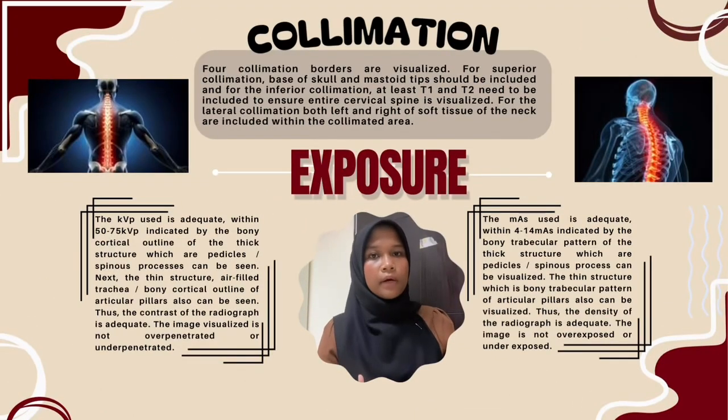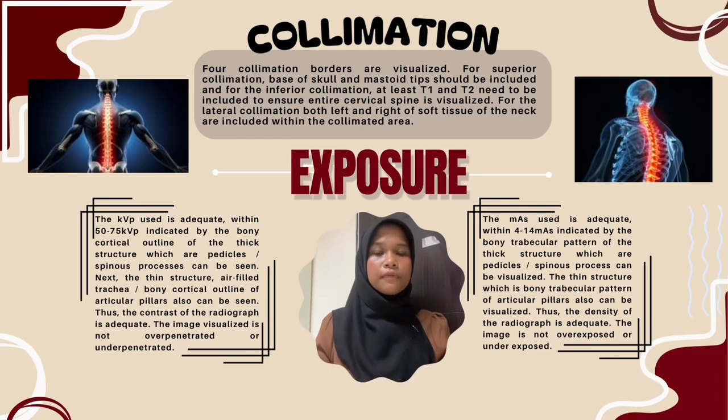Next, we explore about the collimation. Four collimation borders are visualized. For superior collimation, base of skull and mastoid tips should be included. And for the inferior collimation, at least T1 and T2 need to be included to ensure entire cervical spine is visualized. For the lateral collimation, both left and right of soft tissue of the neck are included within the collimated area.